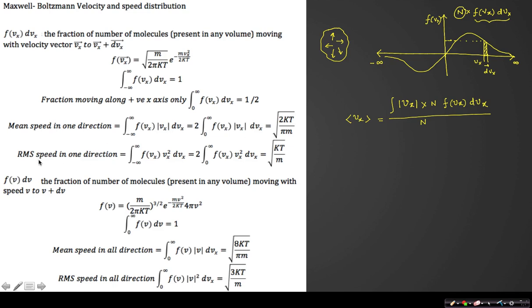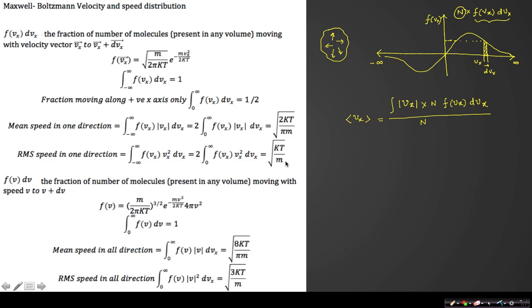Similarly, if I talk about RMS speed, instead of mod of Vx, I will apply Vx square. And from minus infinity to plus infinity, it is the same as 2 times 0 to infinity, and the value is root over kT by m. Similar is the case for Vy and Vz. So I have not written those formulas for Vy and Vz. But for Vx, for any particular direction, you should remember these two formulas.